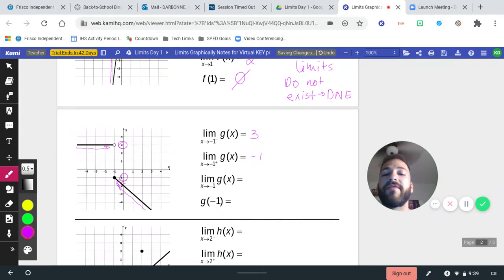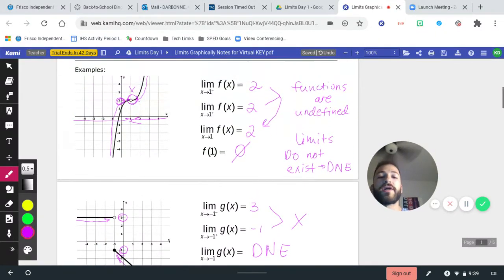Now 3 and -1, are those the same value? They are not. So that means our overall limit does not exist. So the left side and the right side were not the same, so our overall limit does not exist. And just like we said up above, functions are undefined, limits do not exist.